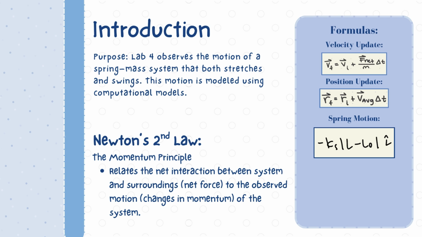The purpose of Lab 4 is to observe the motion of a spring mass system that both stretches and swings. This motion is modeled using computational models in GlowScript. The motions from this lab are based on the physics principle of Newton's second law, also known as the momentum principle, which relates the net interaction between the system and its surroundings. The formulas that will be used mainly consist of spring motion and the update formulas.